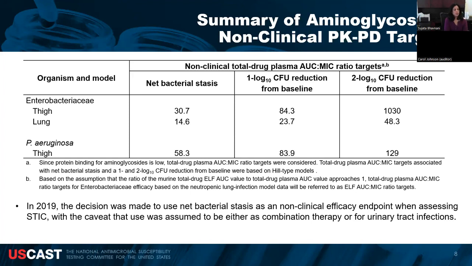And then for Pseudomonas, studied in a thigh model, results were similar to Enterobacteriaceae in a thigh model, with 58.3 for stasis, about 84 for 1 log. In 2019, when we issued that large body of work, the decision was made at that point in time to use net bacterial stasis as the non-clinical efficacy endpoint when coming up with our recommendations for the STIC. The important caveat was that we assumed that use would be as combination therapy, or if it was monotherapy, that would be in the context of urinary tract infections.